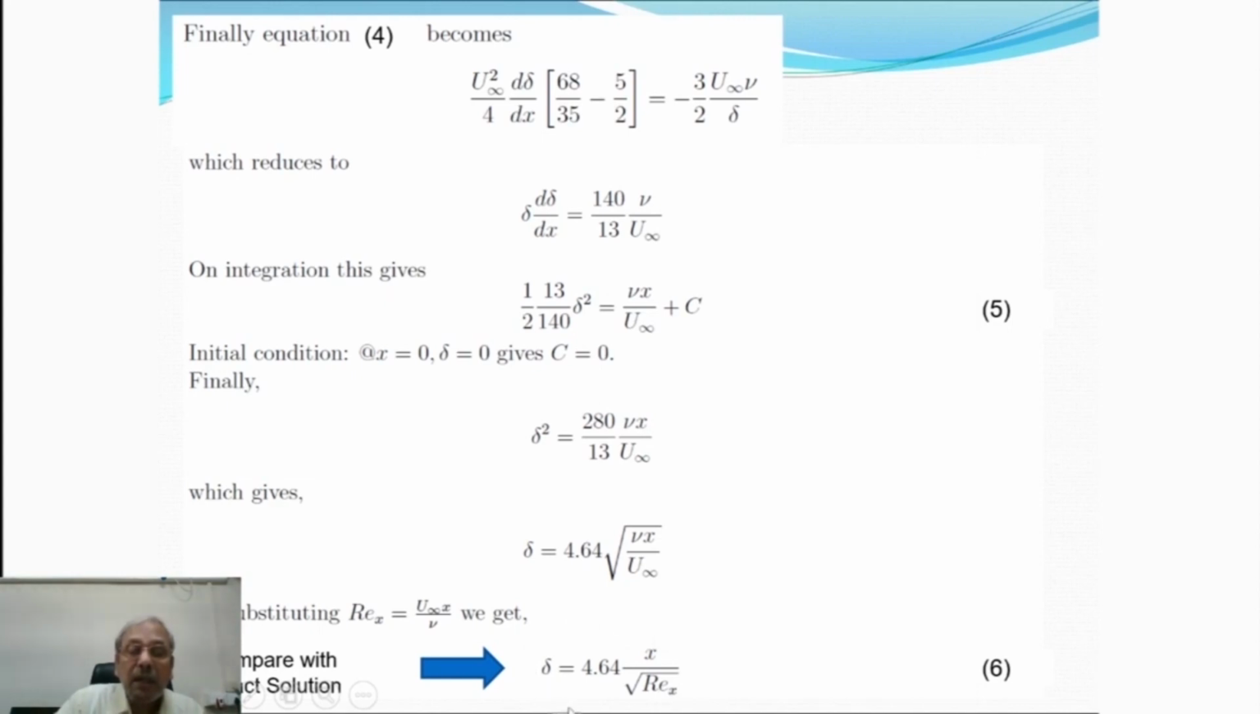So, and we know this is an approximate solution. So the approximate solution is not really much different than the exact solution. Exact solution was delta equal to 5 into x divided by root over Re x, and here we get delta equal to 4.64x divided by root over Re x.